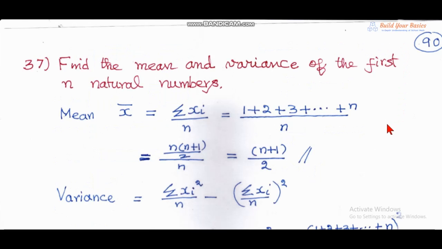Question number 37. Find the mean and variance of the first n natural numbers.